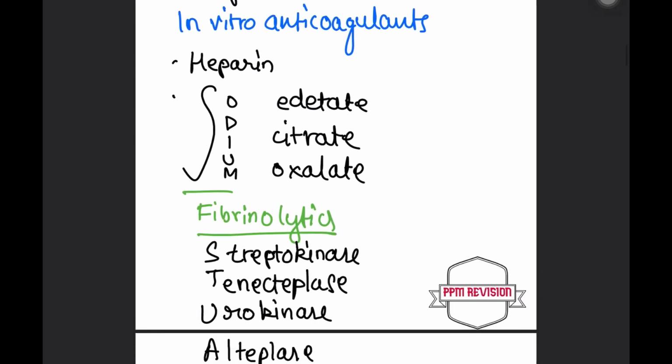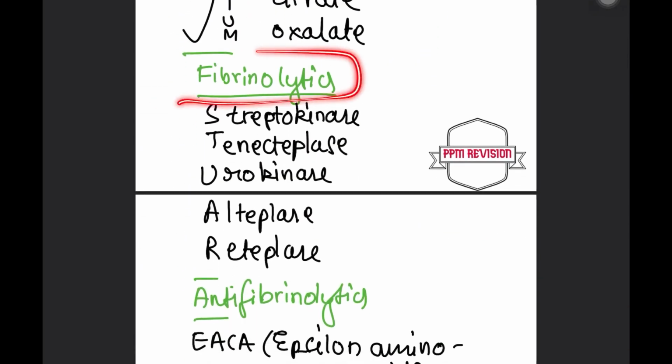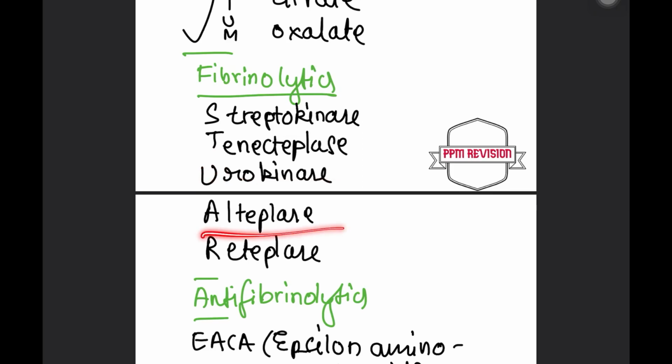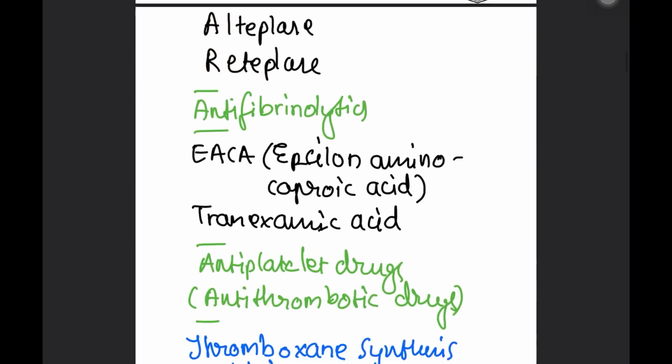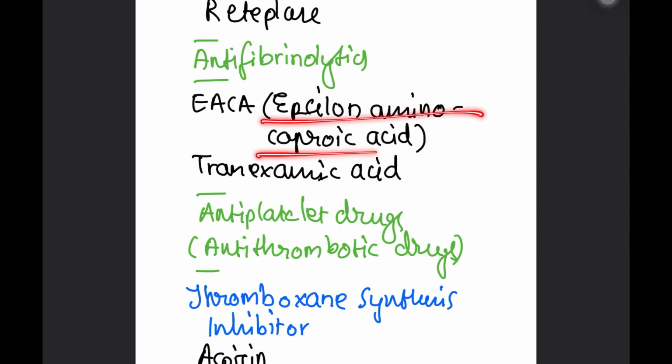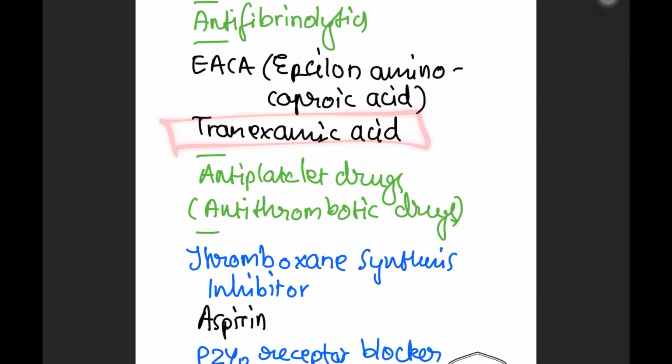Then moving ahead, talking about fibrinolytics. Under fibrinolytics, the important mnemonic is STOT. So S for streptokinase, tenecteplase, urokinase, alteplase, and reteplase. Then moving on to antifibrinolytics, there's EACA, that's nothing but epsilon amino caproic acid. And then you have tranexamic acid.